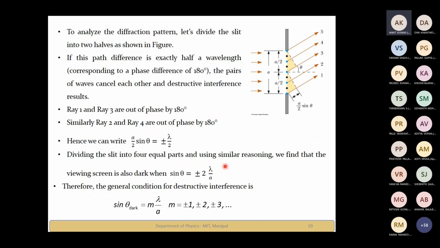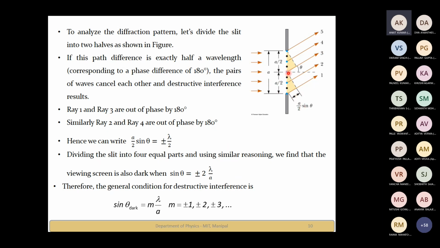Continuing with it, in order to analyze the diffraction pattern, let us divide the slit into two parts. So if the width of the slit is, let us say, A, we'll make it two equal parts, that is A by 2 and A by 2. If the path difference is exactly half a wavelength, then the pairs of waves cancel each other and produce destructive interference. That means, suppose ray 1 and ray 3 are out of phase by 180 degrees, then the corresponding path difference, we know, is A by 2 sin theta, right?